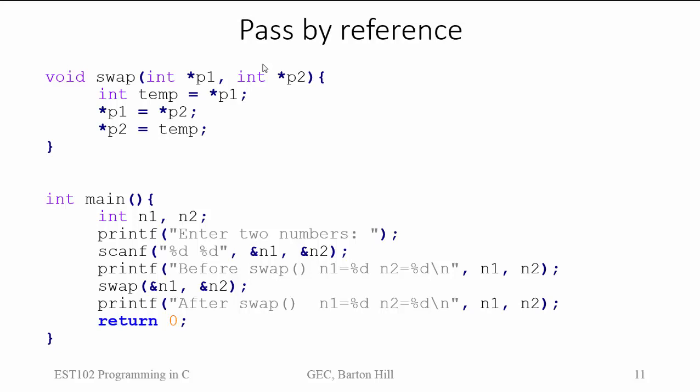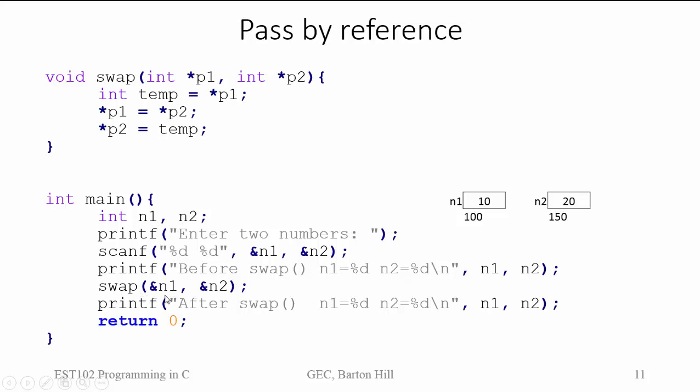Here we are doing the same swap function. The only difference is that we will be passing the addresses of variables. The program execution starts with main, then I am declaring n1 and n2. Memory is allocated for n1 and n2 like before, and then values are read into n1 and n2, let's say 10 and 20. So before swapping, n1 is 10 and n2 is 20.